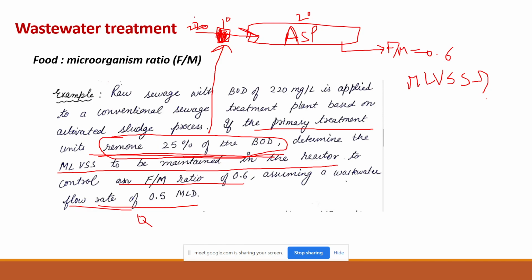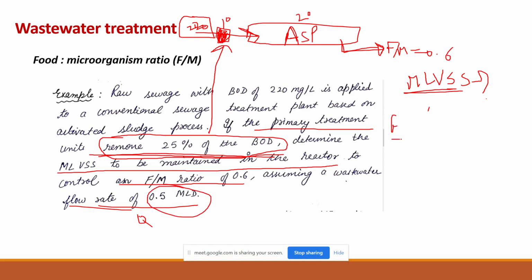First data provided is that the BOD of raw sewage is 220 mg per liter. Now the F by M which should be maintained in the reactor is 0.6. So what will be the MLVSS that has to be maintained? And the flow rate is given to you as 0.5 MLD.